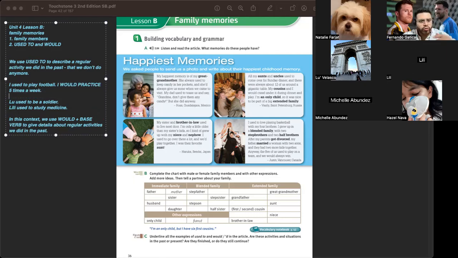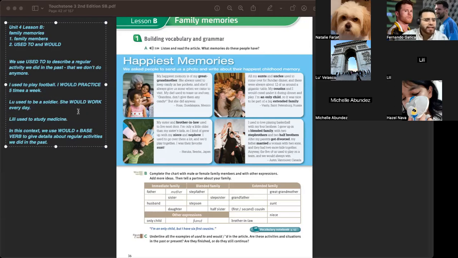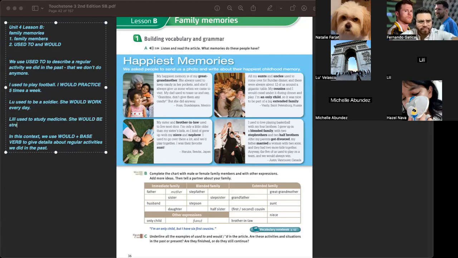Lou used to be a soldier. She would work every day. Lily used to study medicine. She would be stressed 24/7. We're describing those activities with would. So let me give you an example.